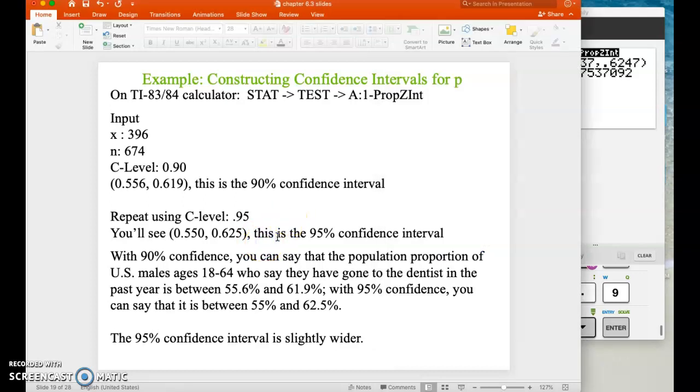So interpreting my results, with 90% confidence, you can say that the population proportion of U.S. males aged 18 to 64 who say they have gone to the dentist in the past year is between 55.6% and 61.9%. With 95% confidence, you can say that it is between 55% and 62.5%. So we can see that the 95% confidence interval is slightly wider.